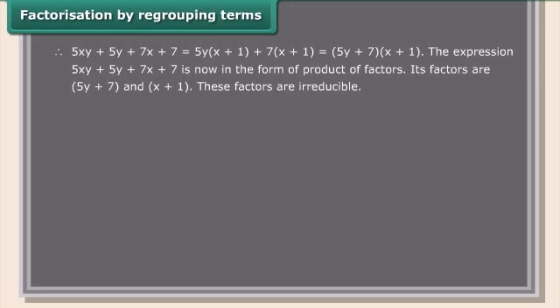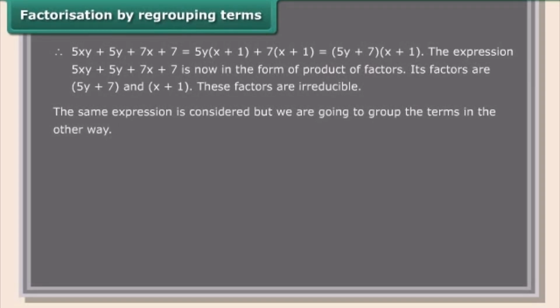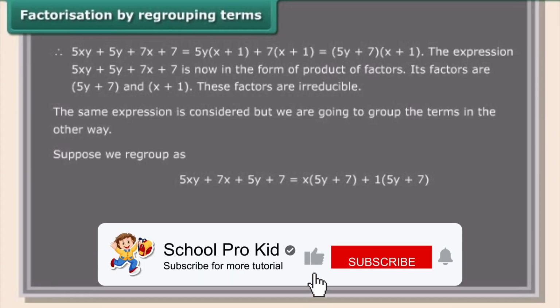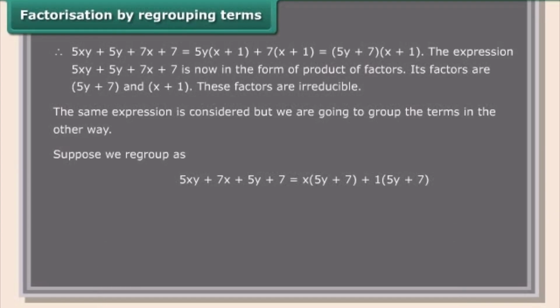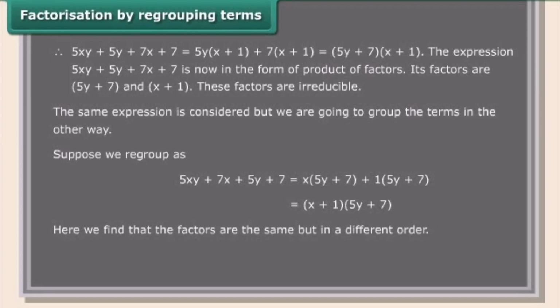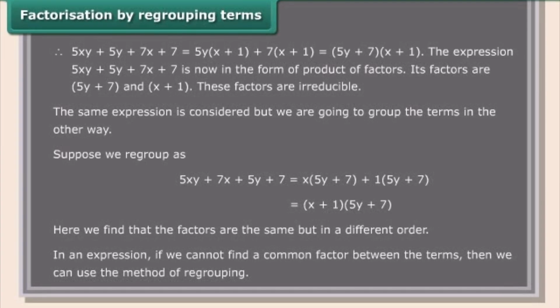These factors are irreducible. The same expression is considered, but we are going to group the terms in the other way. Suppose we regroup as 5xy plus 7x plus 5y plus 7 is equal to x into 5y plus 7 plus 1 into 5y plus 7, which is equal to x plus 1 into 5y plus 7. Here we find that the factors are the same but in different order. In an expression, if we cannot find a common factor between the terms, then we can use the method of regrouping.